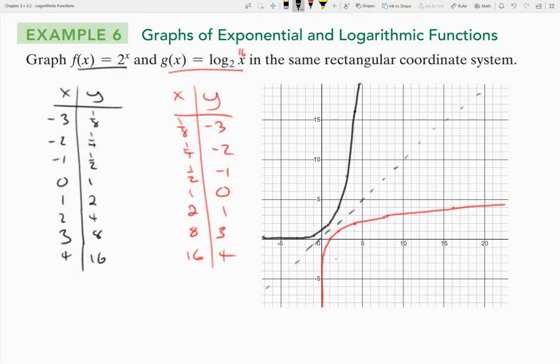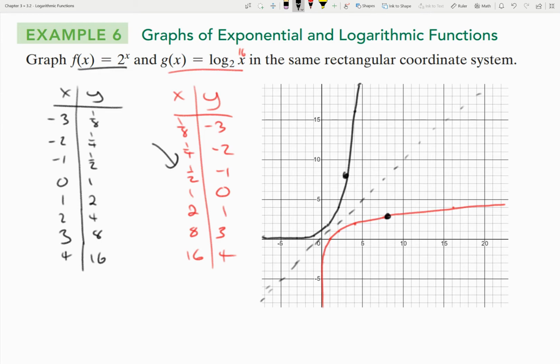Right there. All right. And each one of these coordinates has its opposite. So this is the coordinate of 3, 8. And so we have 8, 3 on the inverse. Okay. The trick to graphing a logarithm is to find these numbers, to plug numbers in that give you points that are easy to graph.